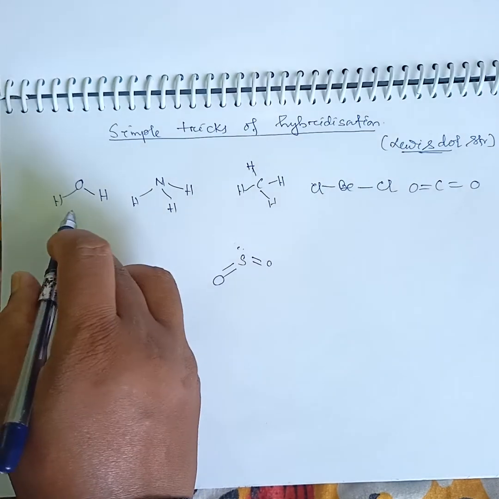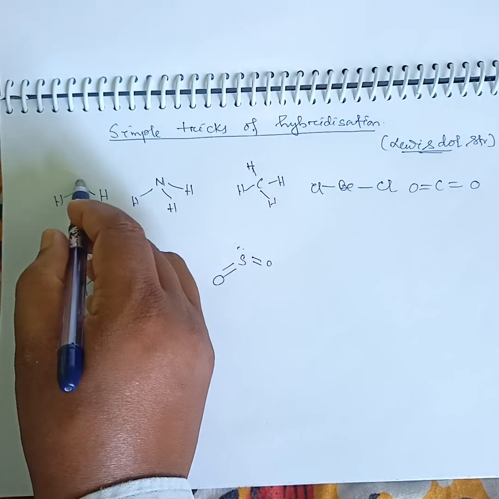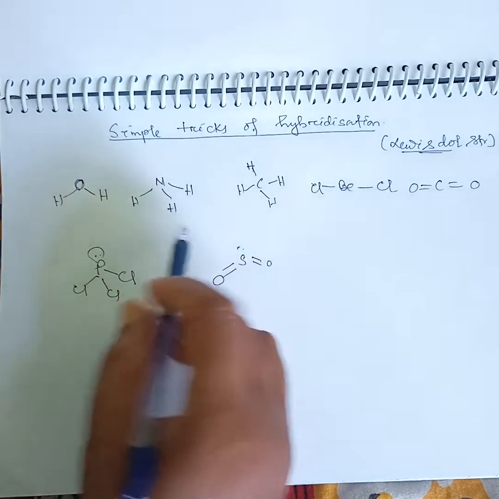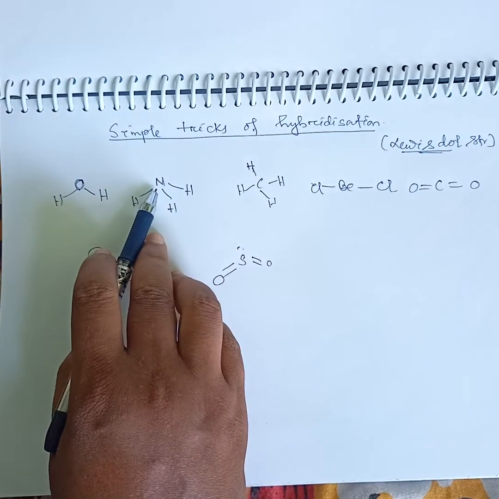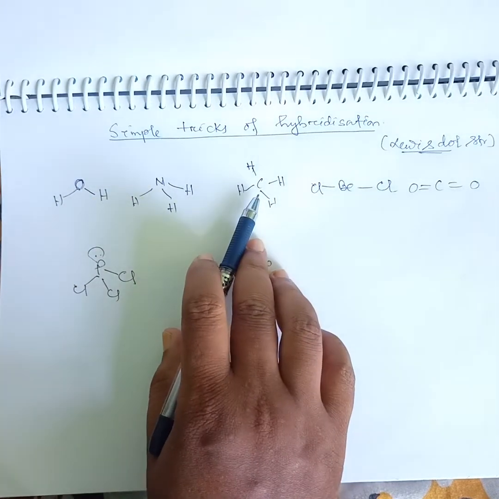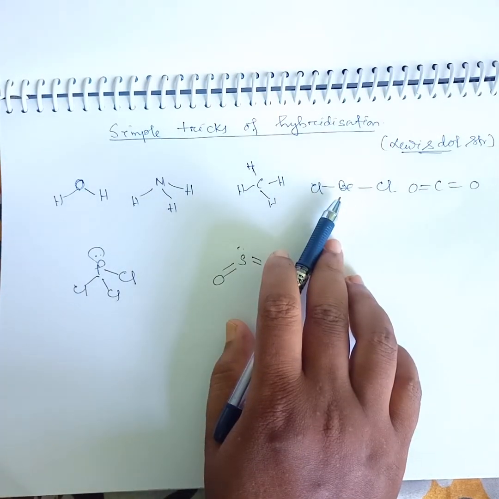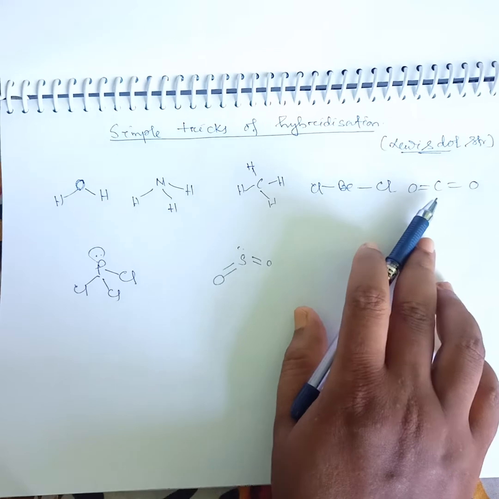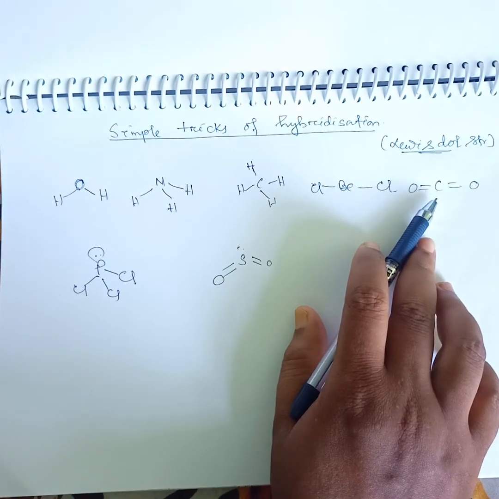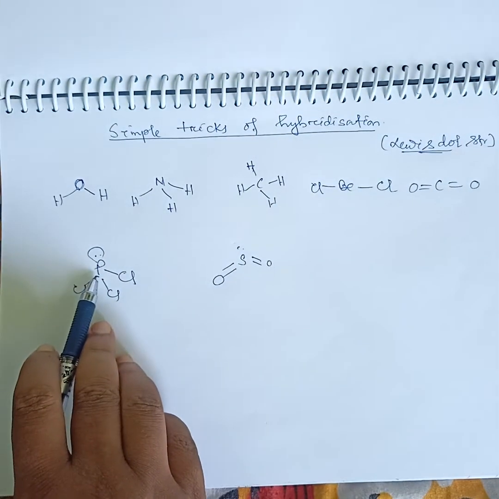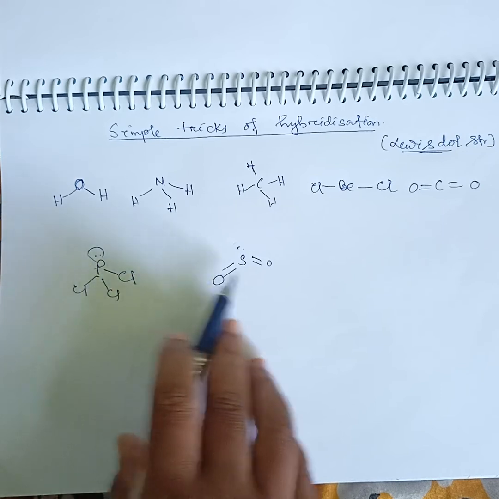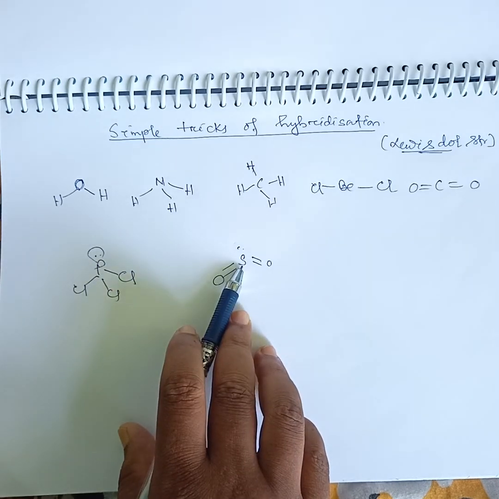So in water, oxygen is the central atom. In ammonia, nitrogen is the central atom. In methane, carbon is the central atom. In beryllium chloride, beryllium is the central atom. In carbon dioxide, carbon is the central atom. In PCl3, phosphorus is the central atom. In sulfur dioxide, sulfur is the central atom.